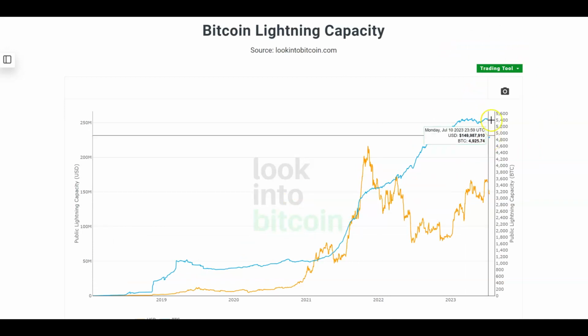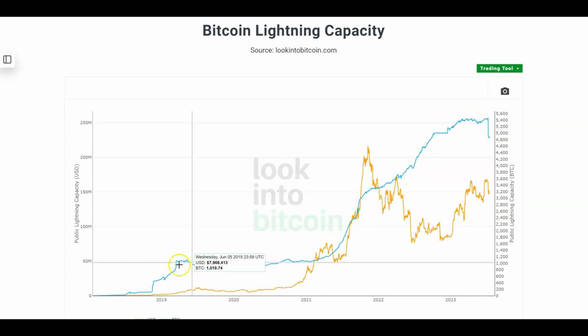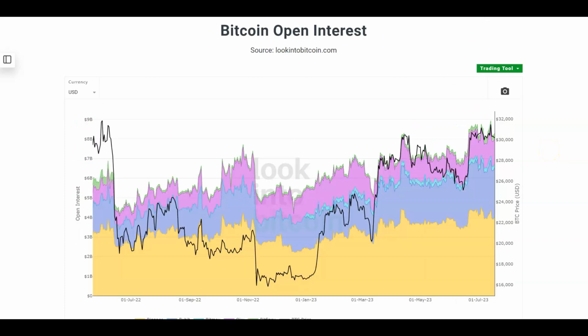They do have some Lightning stuff on here. You can see Lightning capacity dropped off recently. To me, not super important. Maybe as the Lightning network grows over time, it's still quite small, between 200 and 250 million. It's something to watch down the road.